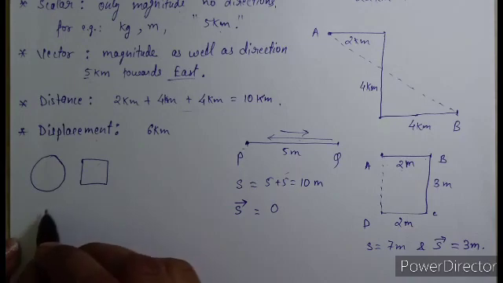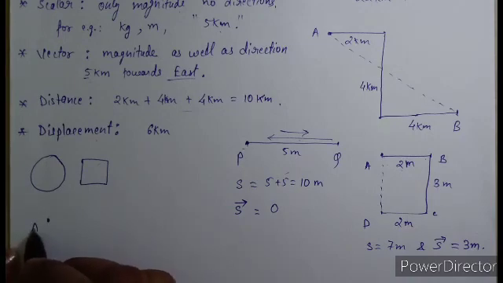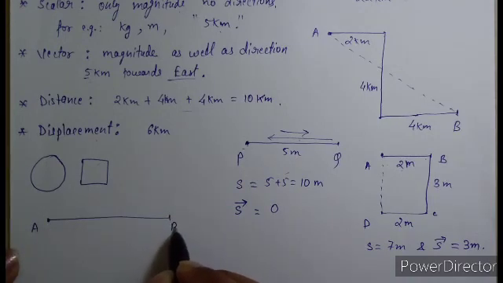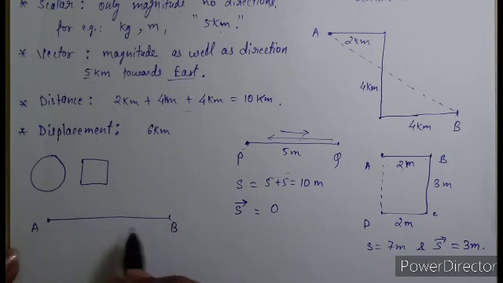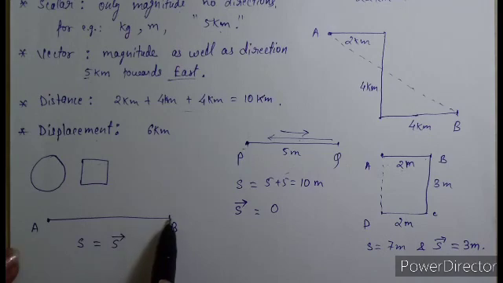One more case I would like to discuss. If an object travels from a point A to B in a straight line, then its distance and displacement will both be equal in magnitude, because the shortest distance is the distance between A and B, since it has traveled a straight path.